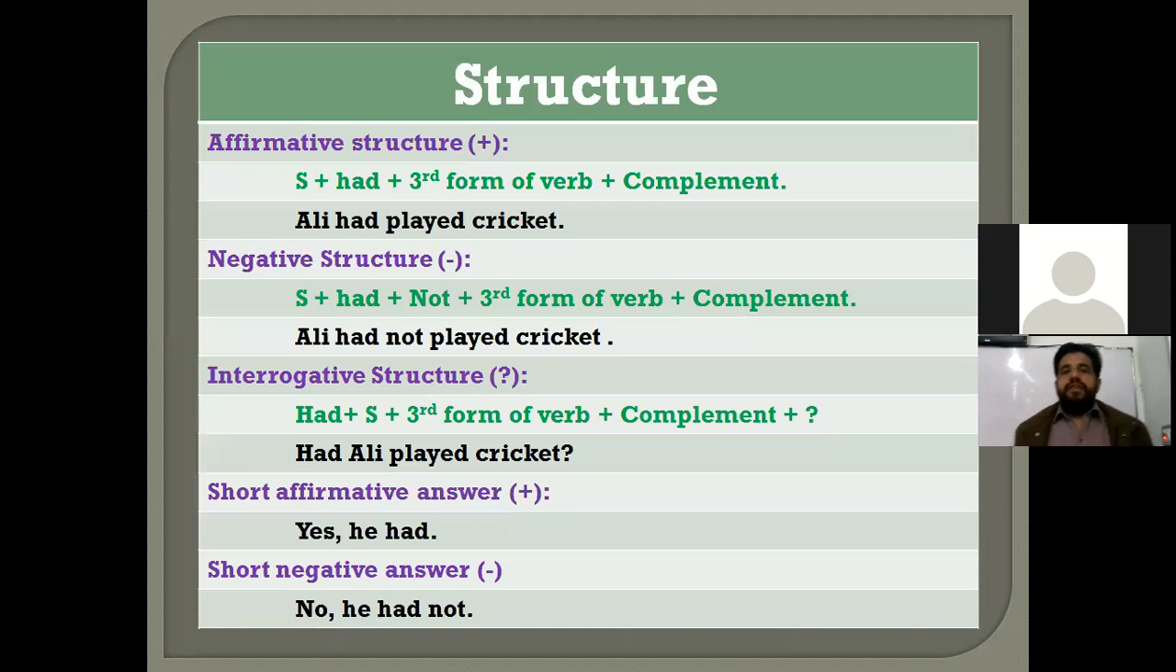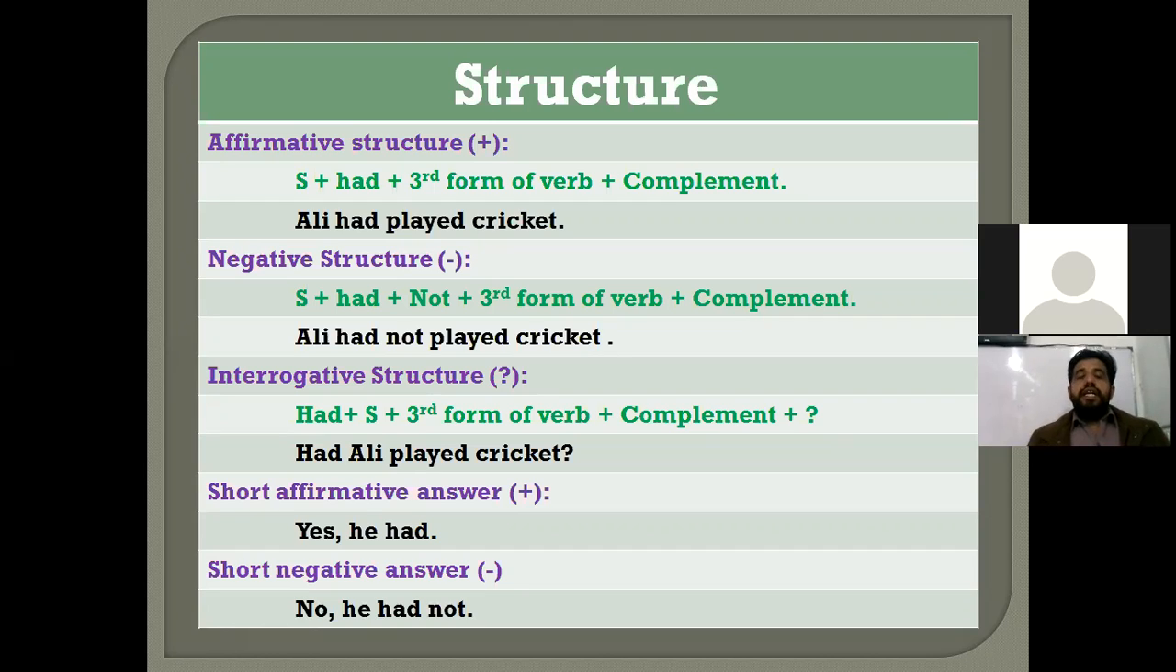In the structure, first of all, we have affirmative structure. In affirmative structure of past perfect tense, you will use subject. After subject, you will use had. If you remember, in the present perfect tense, you use have and has, two helping verbs. With the singular, you use has. With the plural, you use have. But in the past perfect tense, for singular and plural, for both of them, you will use only had. And after had, you will use third form of verb plus complement. Like subject Ali, then had is a helping verb, then third form played, and then complement cricket.